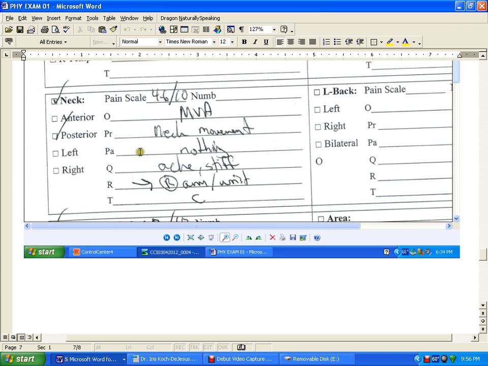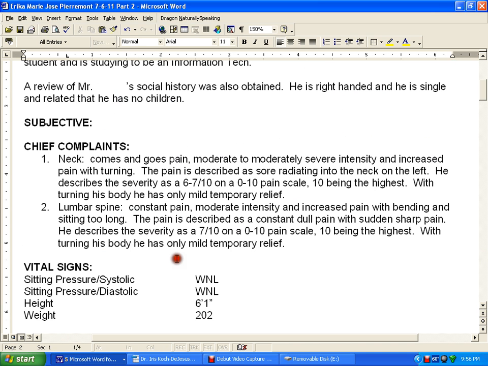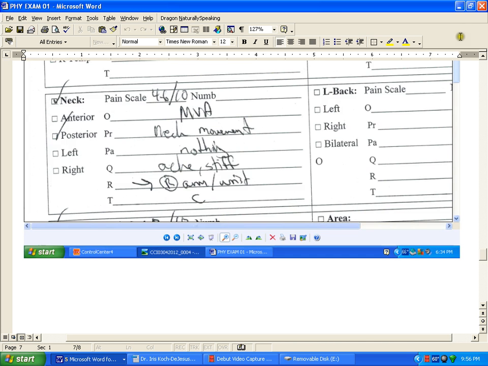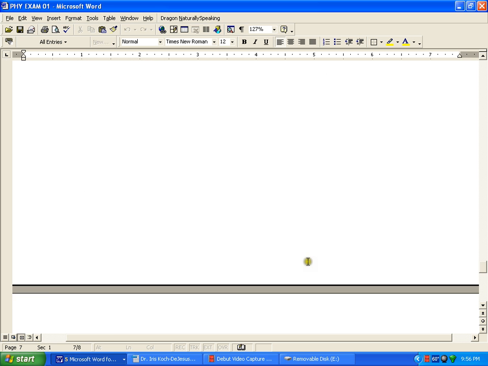And if there was something up here in the PA, it would be like if he was taking medication, or if he was resting or relaxing or lying down, then you would put that in the last sentence. That would be with rest. He has only mild temporary relief, but since there's nothing there, we don't have to put anything. We eliminate that sentence.